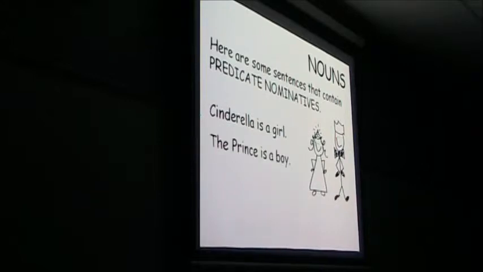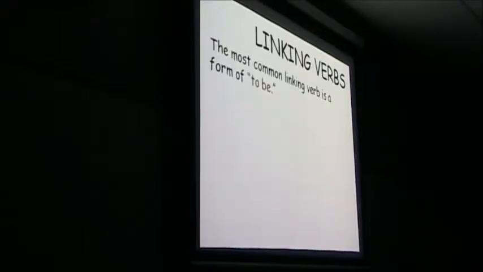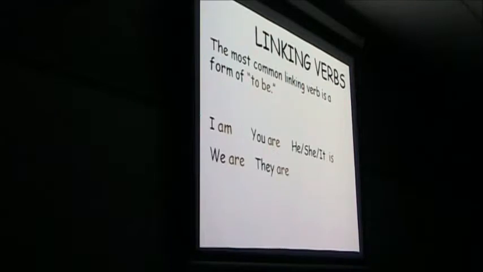Cinderella is a girl, the prince is a boy, the prince is the ruler, and Cinderella is a servant in her own home. The most common linking verb is a form of to be. Repeat after me. Say, I am. You are. He is. We are. They are. Those are the forms of to be. I am, you are, he is, we are, they are.